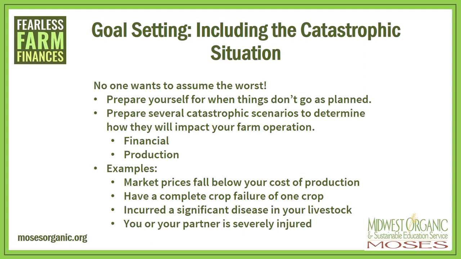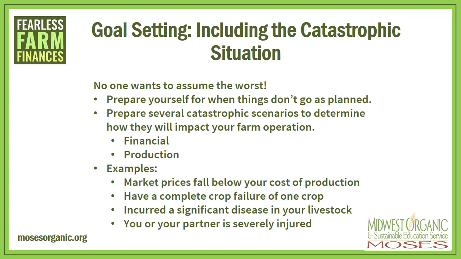Right now in all of our organic dairy farms, we're seeing this happen as markets get tighter and as all of our dairy plants are full of milk. What happens? How long can we go? What's our plan B, or now what's our plan C? Second example is, what if you have a complete crop failure of one crop?